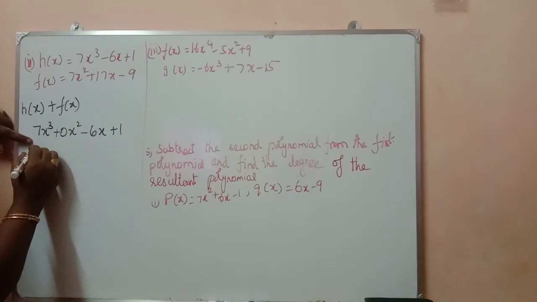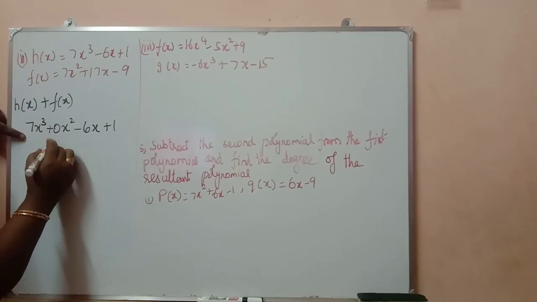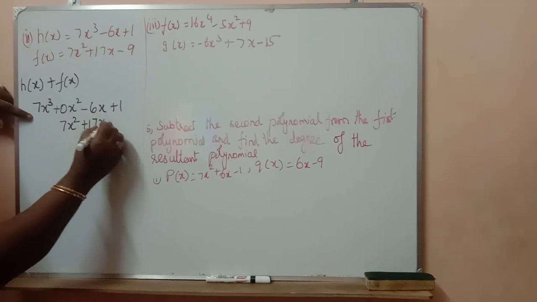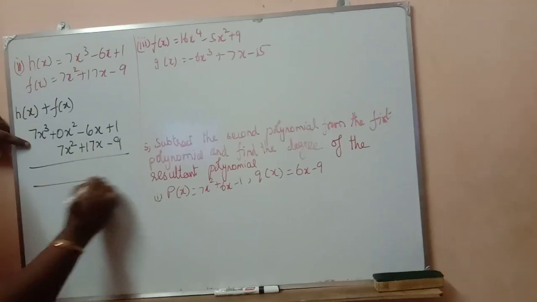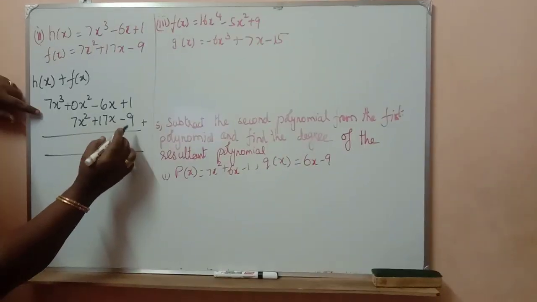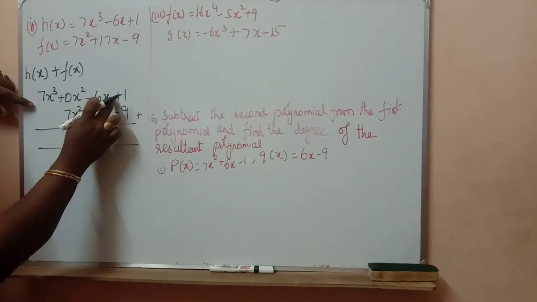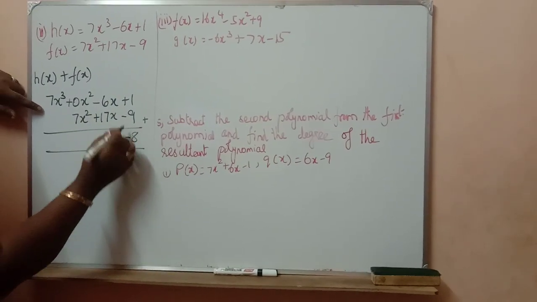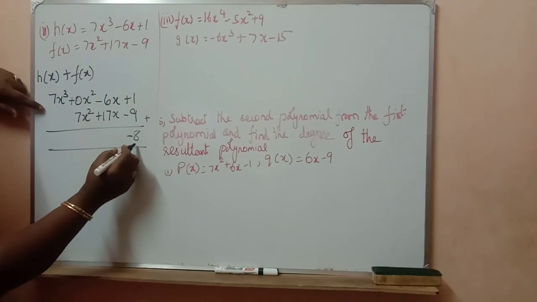Next, f of x: near x square we have to write 7x square. Next, x is there, plus 17x minus 9. Now we have to add these two. Now constant, different sign, plus 1 minus 9. So different sign, subtract the numbers, 8, and put the greatest number's sign, minus.